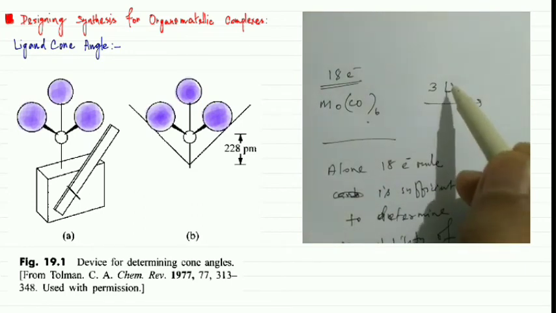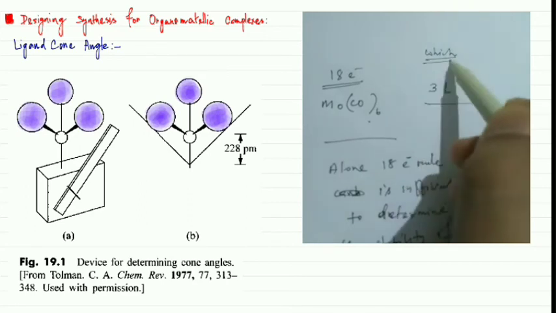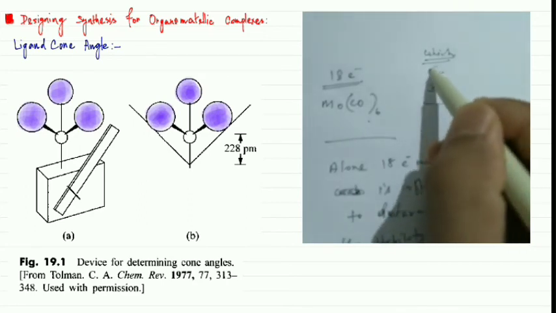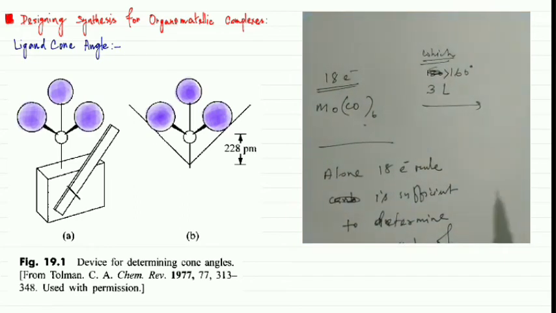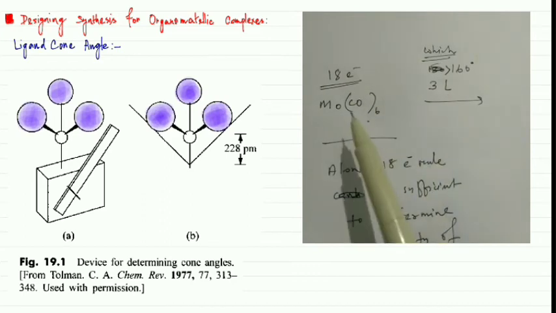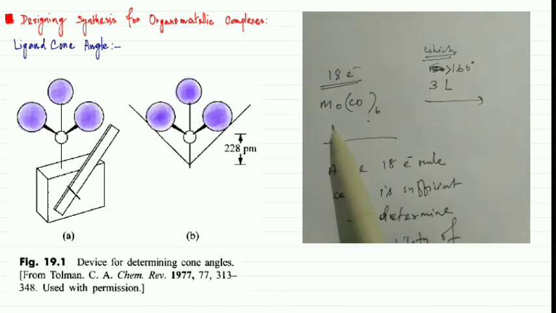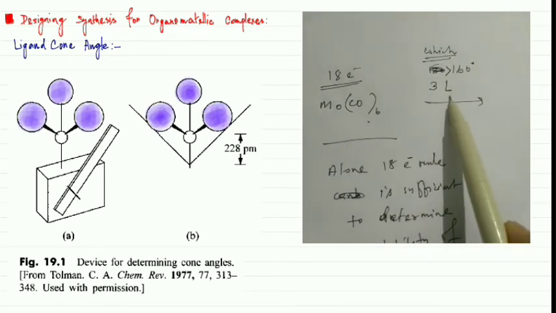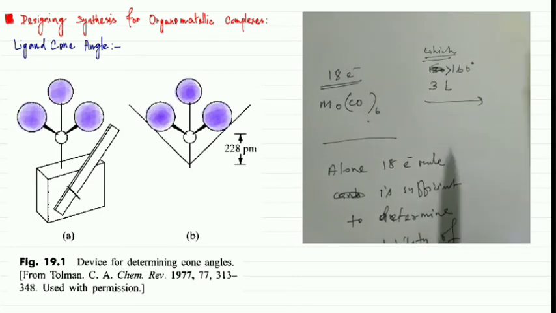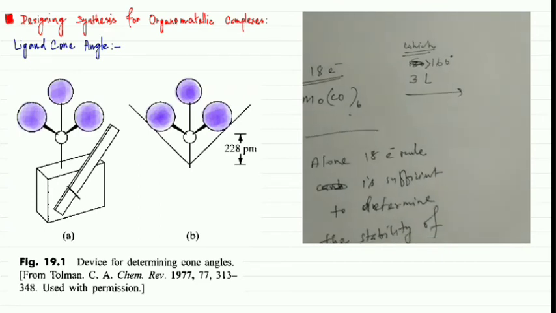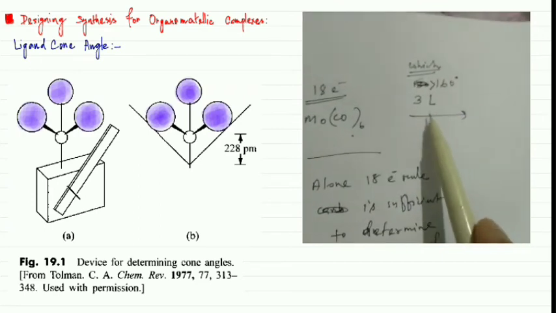That means ligands in which the cone angle is more than 160 degrees. So let us suppose we want to replace 3 carbonyl ligands from this complex by 3 ligands which have a cone angle more than 160 degrees, then actually we cannot replace them because they are sterically hindered.